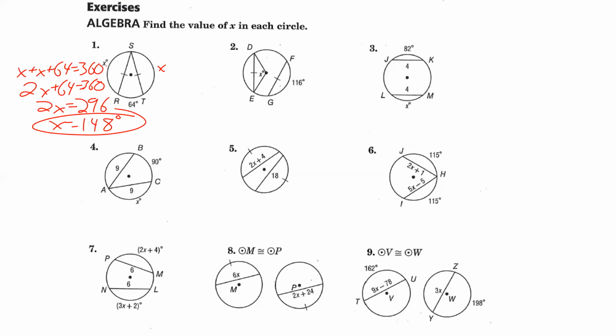On 2, we have x is an angle measure. We have this is 116. Well, this line and this line are marked as congruent. So the two arcs are also congruent. Well, x is a central angle. The central angle is the same measure as its intercepted arc. So if this is 116, then x is 116.